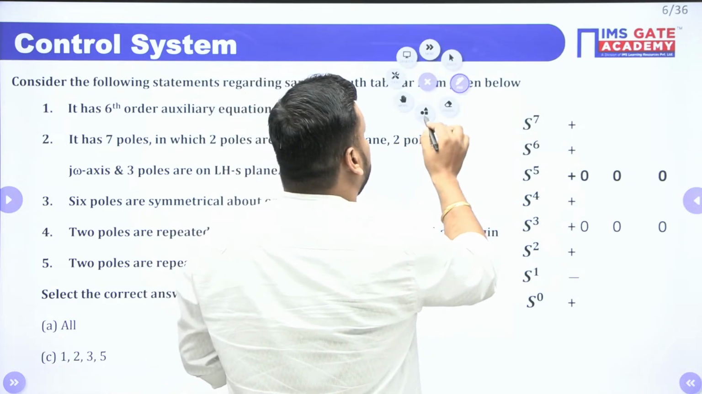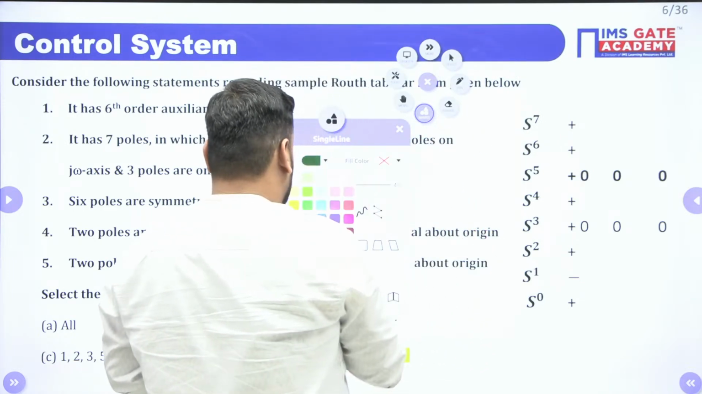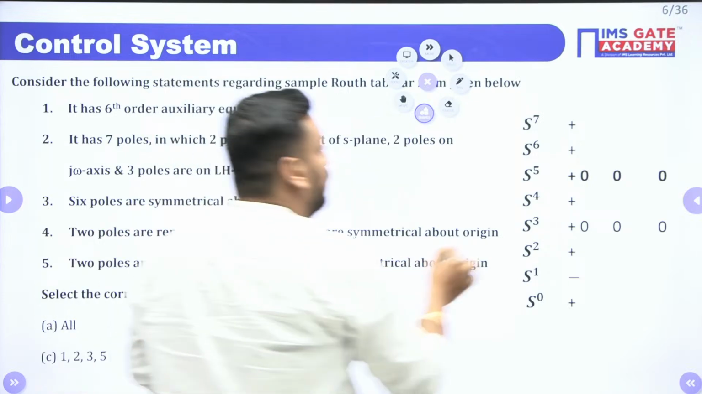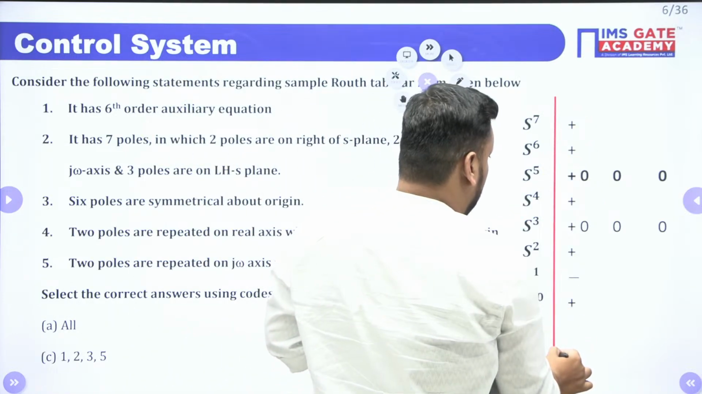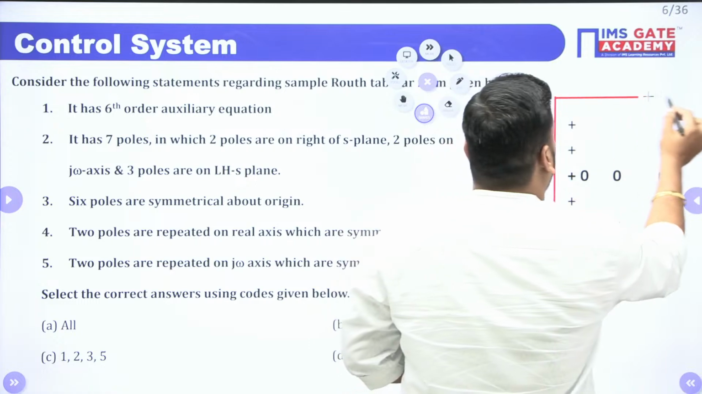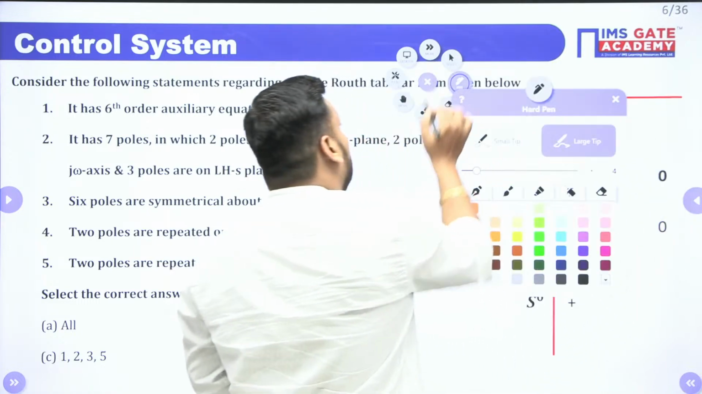Here the highest power of S is 7. Here the highest power of S is 7. Okay, so you can make a table form here like this. Now students, you need to check one by one.